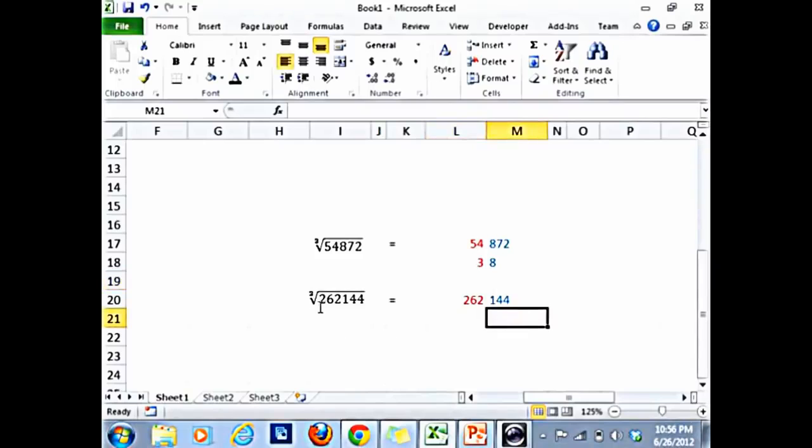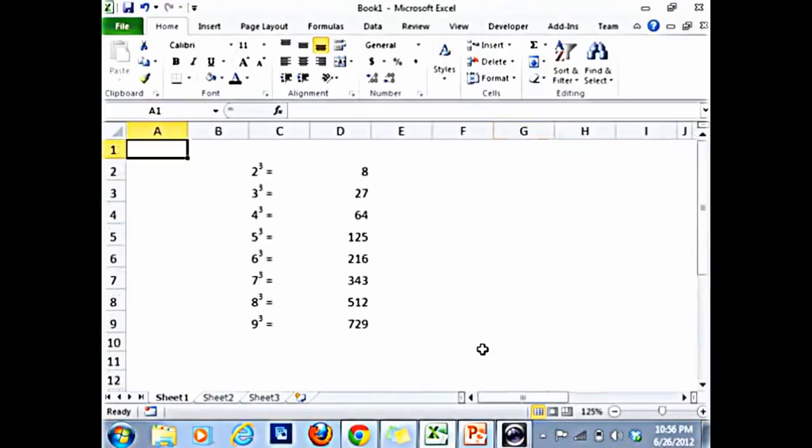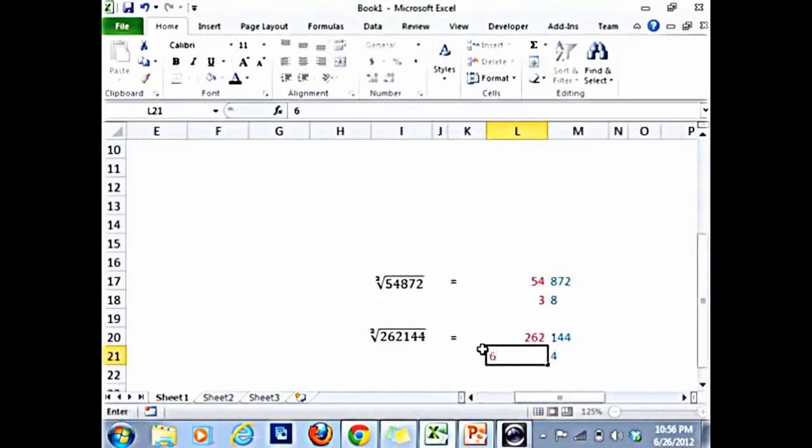Now for 262144, I have 262 in red and 144, the last 3 digits, in blue. The number ends with 4, and the cube of 4 is 64, so 4 cube also ends with 4. So I will write 4 here. And then for 262, what is the largest cube I can remove? 6 cube is 216. The answer is 64. So now I can get cube roots in a quick way without using a calculator.